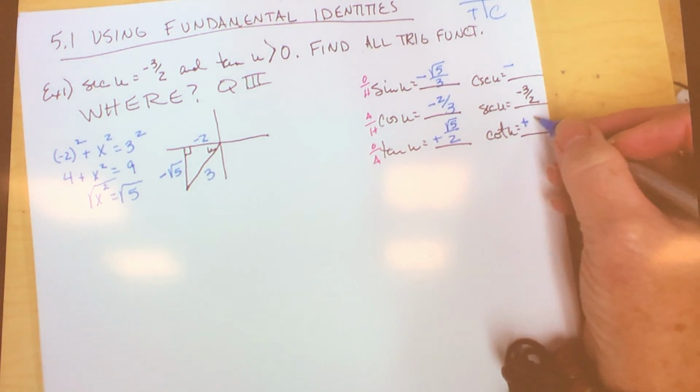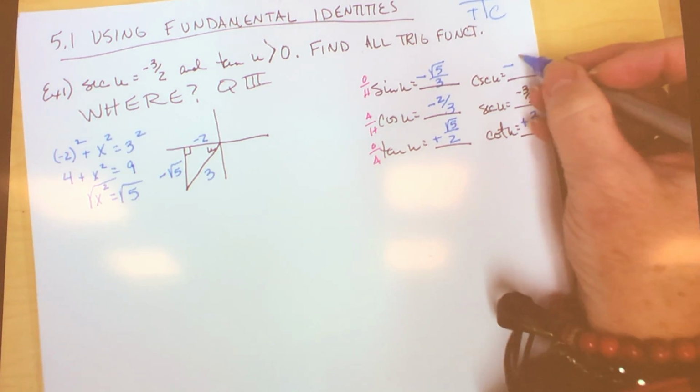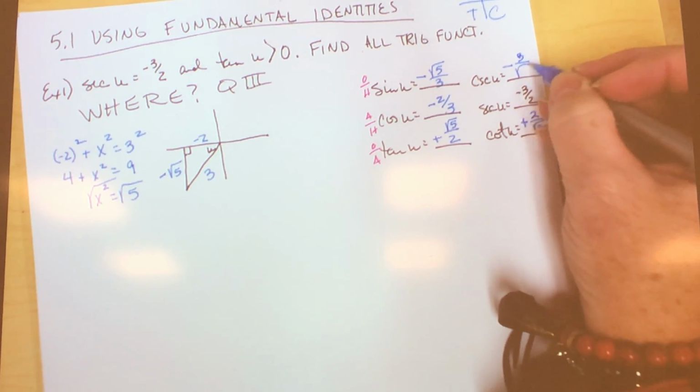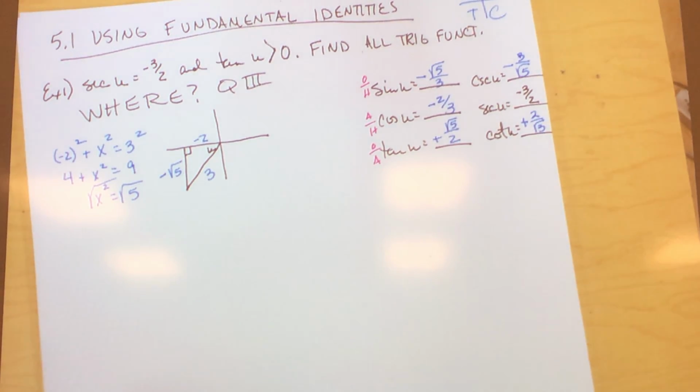Flip it, tell me what you get. 2 over square root of 5. Flip the top: 3 over square root of 5, negative. Now, do you know how to do this? Yes? Do you remember this? Bring back some memories? Not really, but I'm trying.